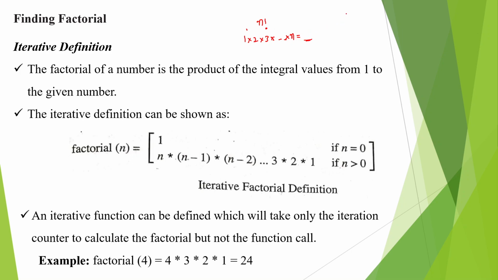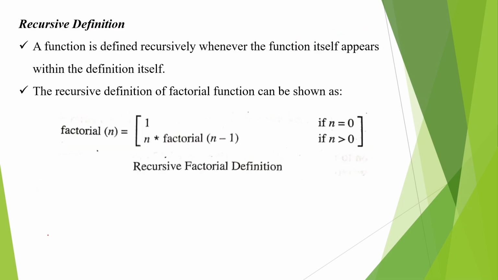Say suppose if we are calculating 4 factorial, how it will be? 1 multiplied 2 multiplied 3 multiplied 4, and 4 3 is 12, 2 is 24. So this will be 24. Like this we calculate the factorial in mathematics. This particular thing we can achieve in two different ways. One is through iterative definition, which we discuss in this particular slide, and one is through recursive definition.